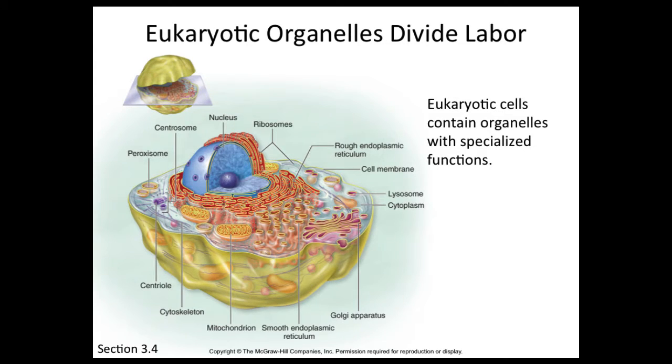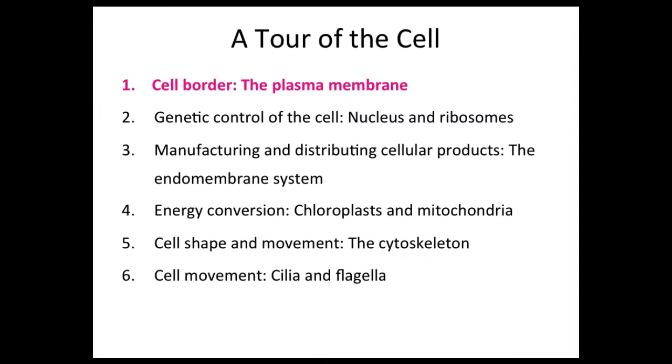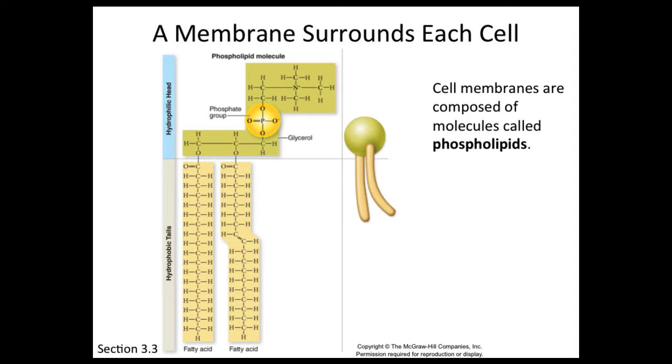All right, so now we can look at the specific types of organelles that we find in a typical eukaryotic cell. In our tour of the cell, we're going to organize it as follows, starting with number 1, border control. The cell border has a plasma membrane. A membrane surrounds each and every cell, and these cell membranes are composed of special molecules called phospholipids.